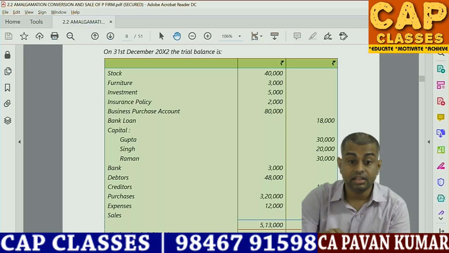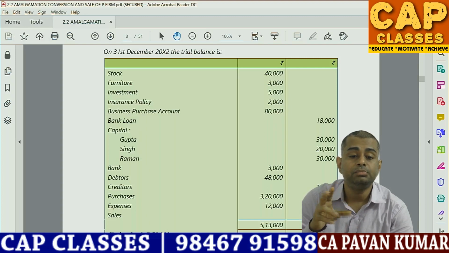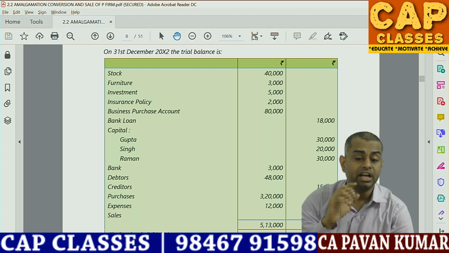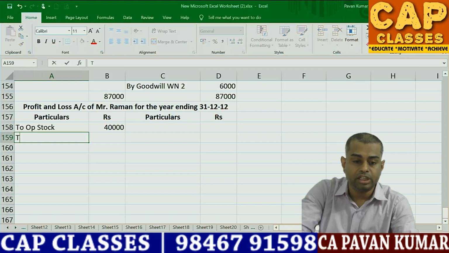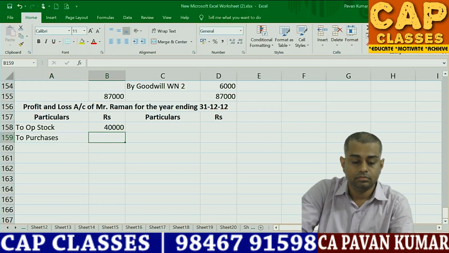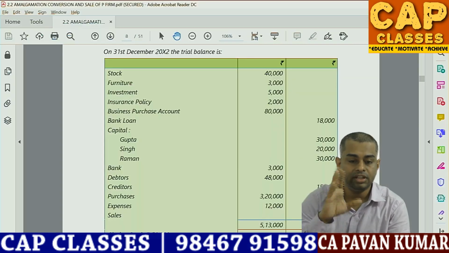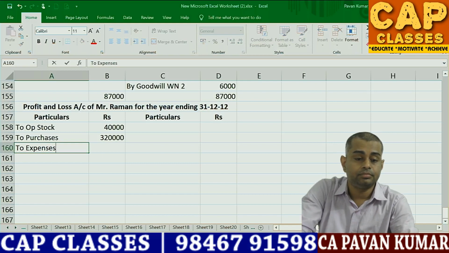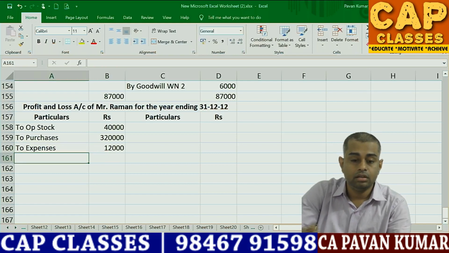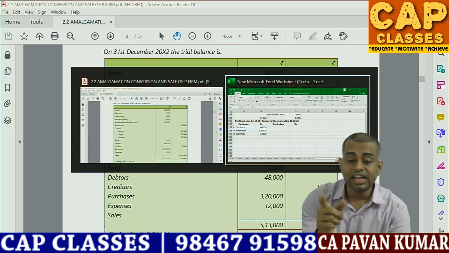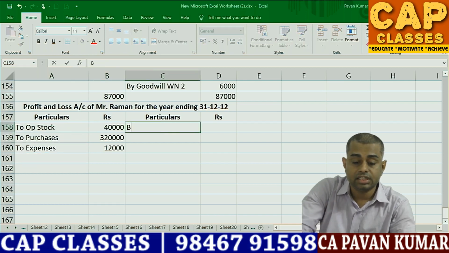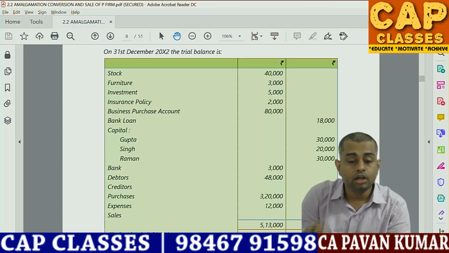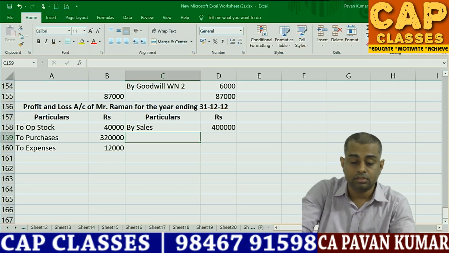Then what other things are there? Furniture, investment, insurance policy, business purchase, bank loan, capitals, bank account 3,000 will not come, debtors will not come, creditors will not come. Purchases 3,20,000, to purchases. 11th class problem it is. Then expenses 12,000, to expenses 12,000. Then sales 4 lakhs. Credit side, sales 4 lakhs. Then closing stock they have given 50,000.